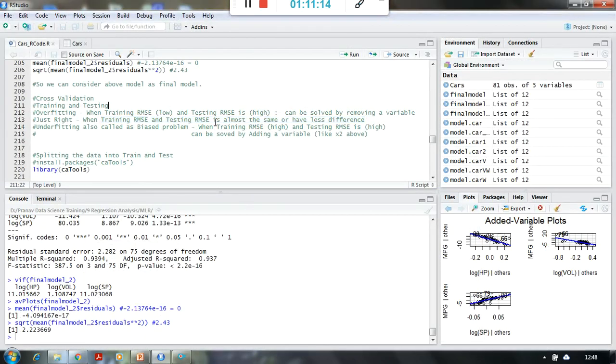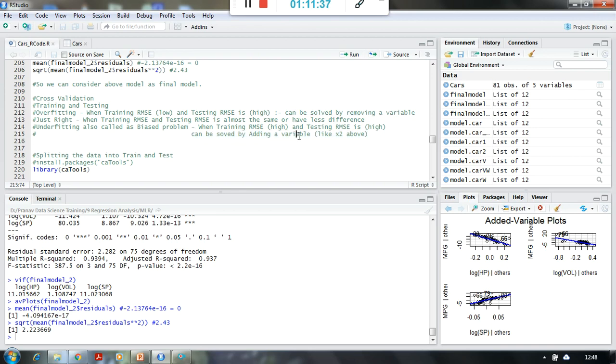Right? And how to resolve these problems? So if we have an overfitting problem, then it can be solved by removing a variable. If there is an extra variable, then we can remove that variable and solve the overfitting problem. How to solve the underfitting problem? It can be solved by adding a variable.